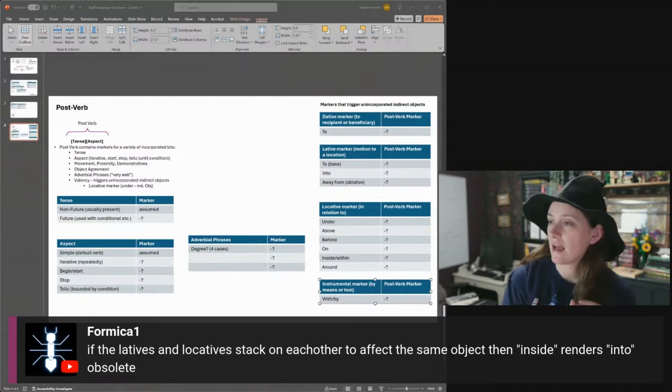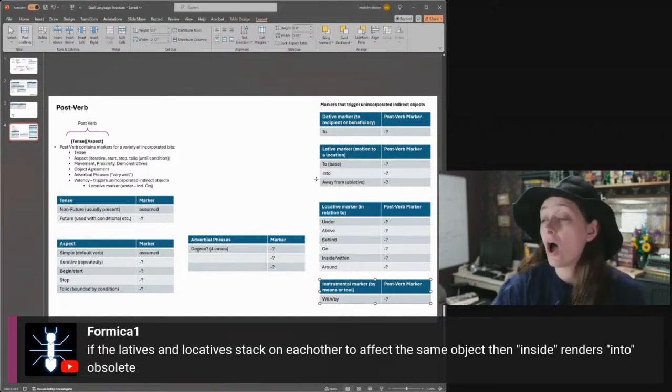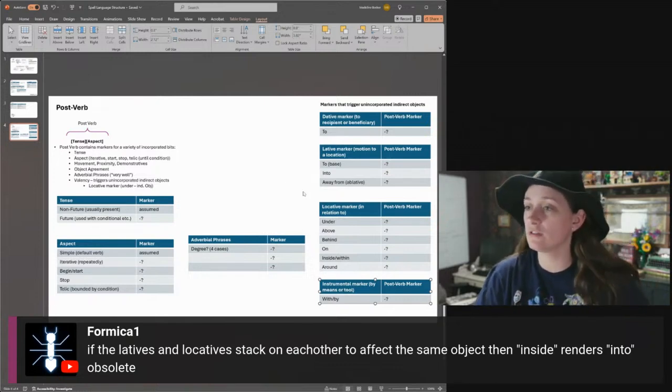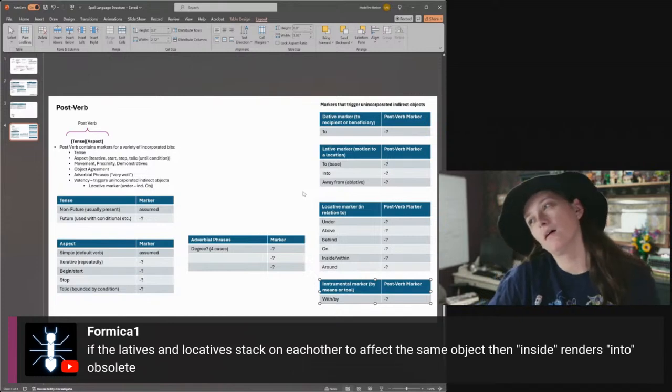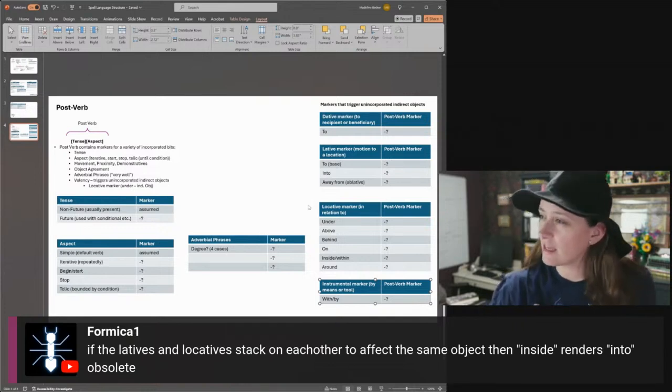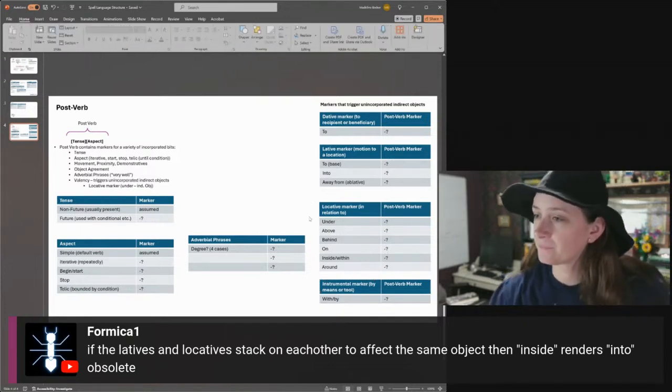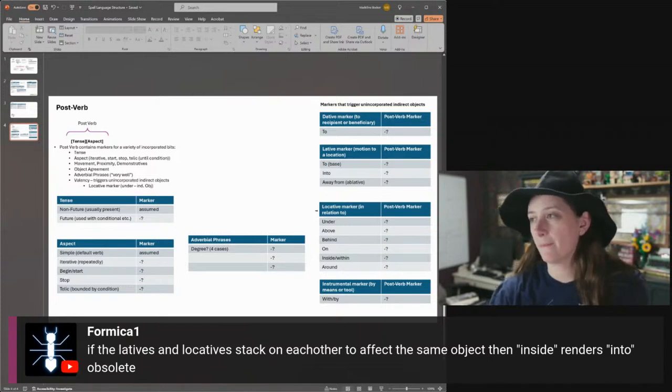If the latives and locatives stack on each other to affect the same object, then inside renders into obsolete. That's true. That's actually true. Yeah, and they would stack. I think these could all be used together to an extent, if it makes sense, conceptually they could be used together. I could definitely see lative and locative stacking.